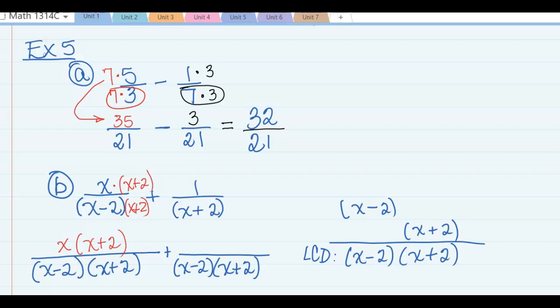I'm going to do the same thing for the second fraction and realize what's missing is going to be an x minus 2. And if I multiply the denominator by x minus 2, I need to multiply the numerator by x minus 2. When I do that, this will give me my LCD that I have down here at the bottom. Then I need to multiply 1 times x minus 2, which is going to be x minus 2.